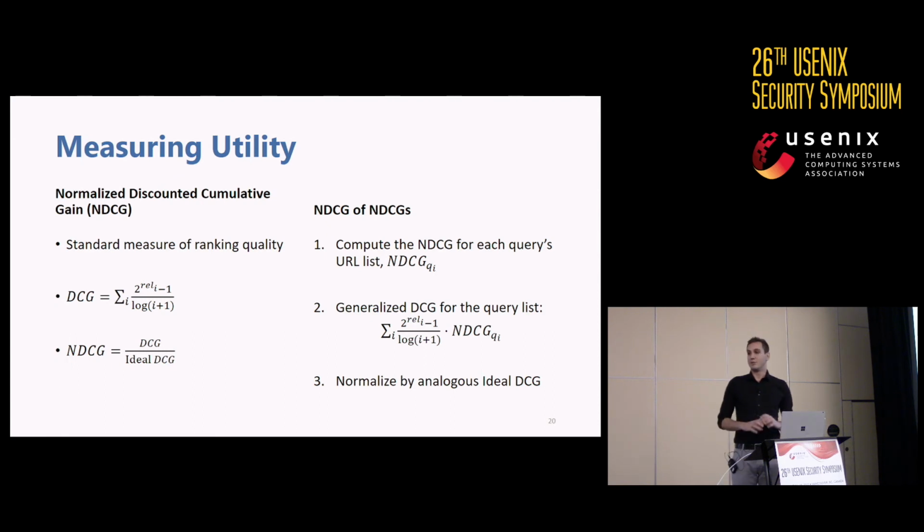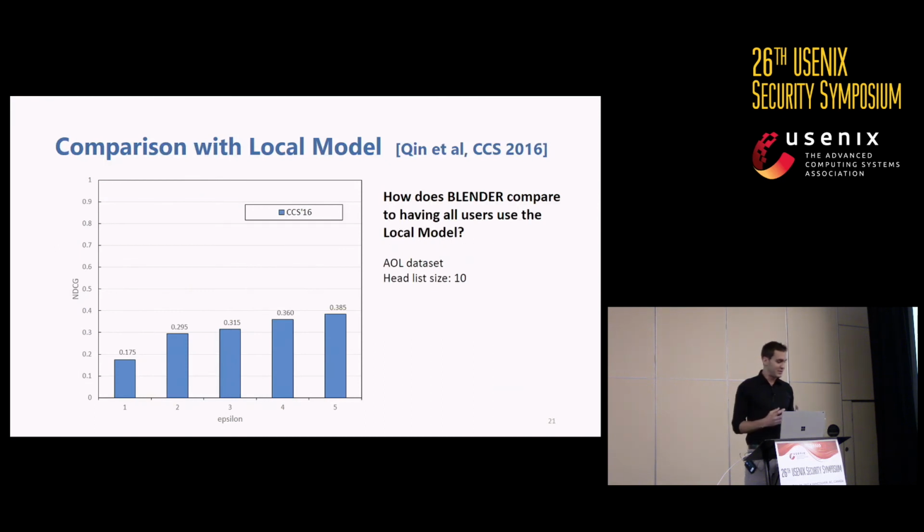Now, just to keep things simple, I'm just going to refer to this from now on as the NDCG value, and we'll take that as a given. So at this point, we move on to our experiments. The first experiment that we wanted to perform was seeing how well Blender compares to having all users just use the local model, treating them all the same.